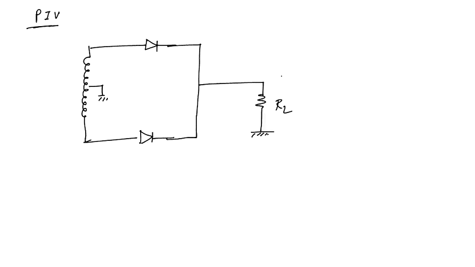Load resistance RL. Now when the input is in the positive half cycle, we know that this diode is forward biased and it will be replaced by a short circuit, while this diode is reverse biased because the cathode is at higher potential with respect to the anode.